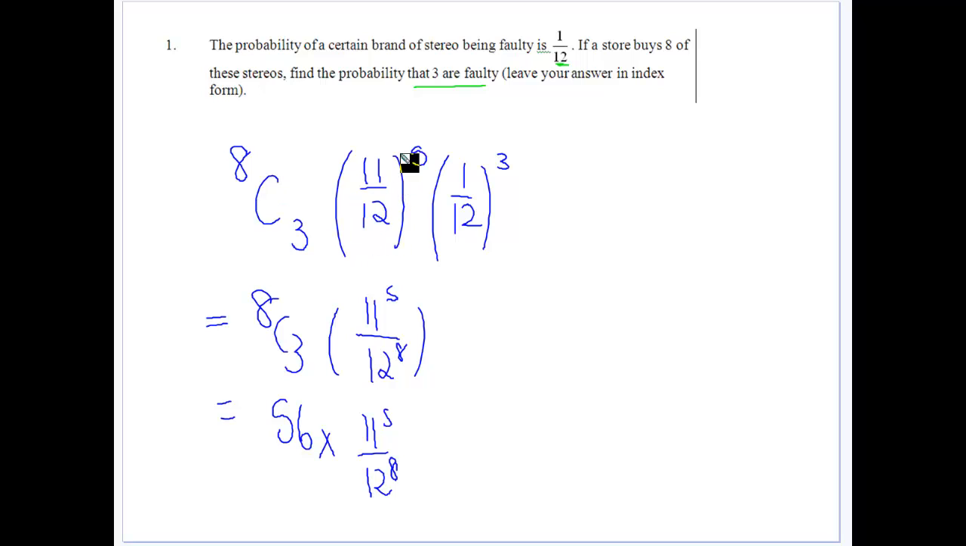That would leave us with the probability that you get non-faulty stereos being 11 on 12, and we want 5 of those. Where the faulty stereos, the probability there would be to the power of 3. So again, if we wrote 8C5, wouldn't be a problem. We want to leave our answer in index notation, so that gives us 11 to the power of 5, 12 to the power of 5 times 12 to the power of 3 is 12 to the power of 8. So we can write like that, and 8C3 is 56. So 56 lots of, that would give us our probability.